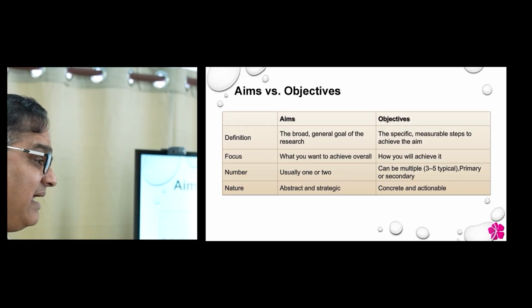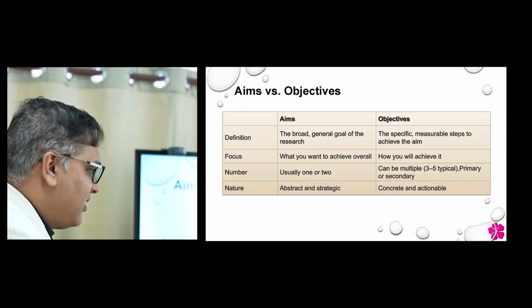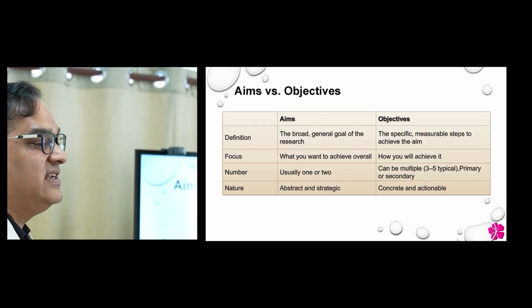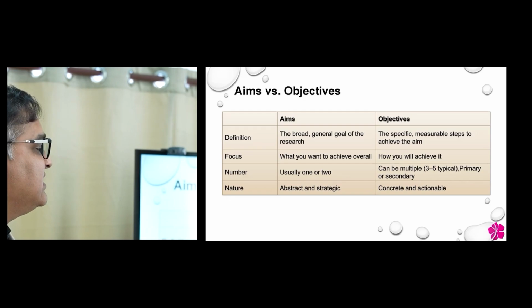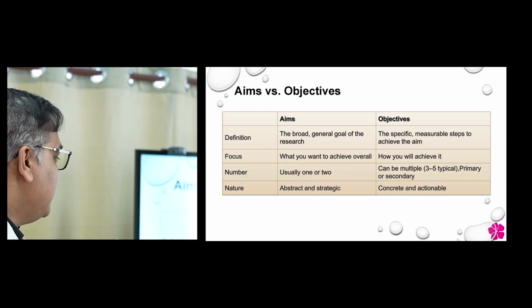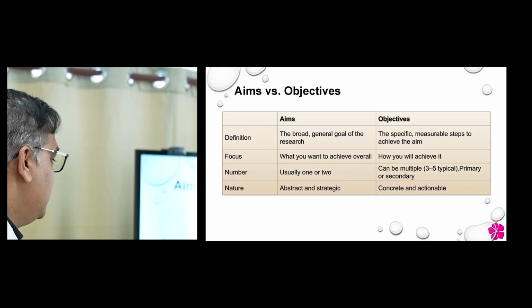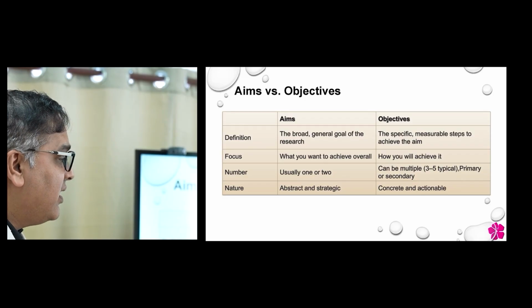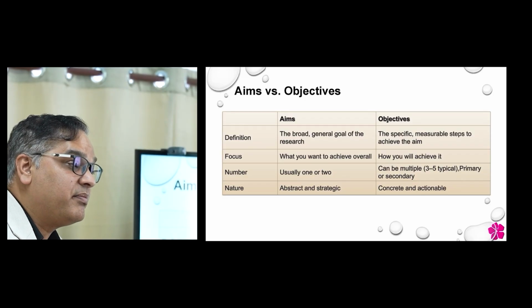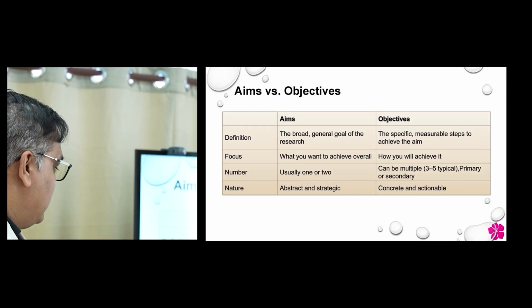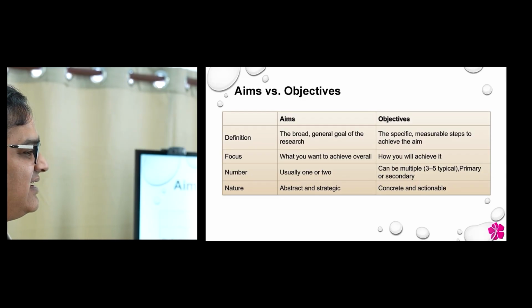Now, aims and objectives. Sometimes we mix them up, but there is a difference between aims and objectives. Aims are the broad general goal of the research, whereas objectives are specific measurable steps to achieve the aim. The focus in aims is what you want to achieve overall, but in objectives, how will you achieve it? Aims are usually very limited, usually one or two, whereas objectives can be multiple, and can be primary or secondary, where primary is the main objective and secondary are the add-ons. By nature, aims are usually abstract and strategic: I want to do this. But objectives are concrete and actionable. So next.